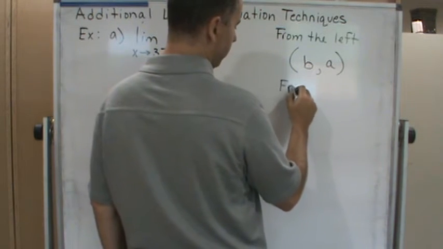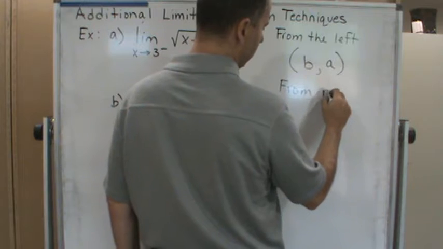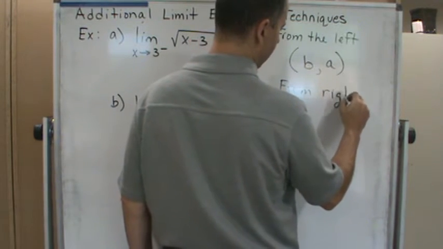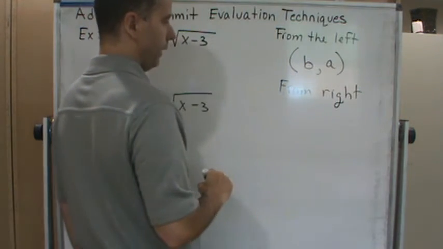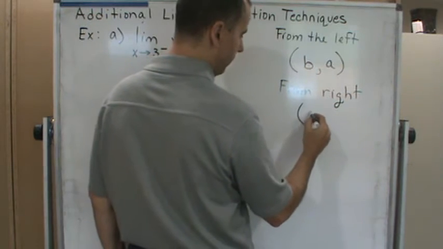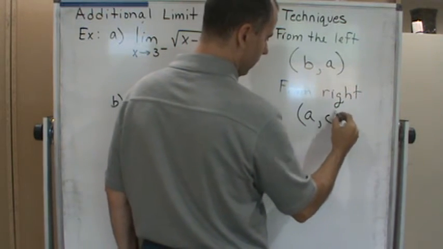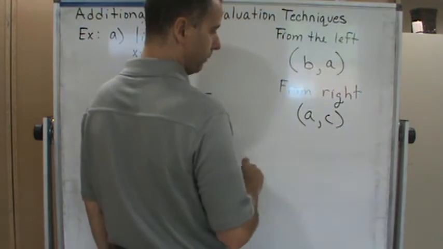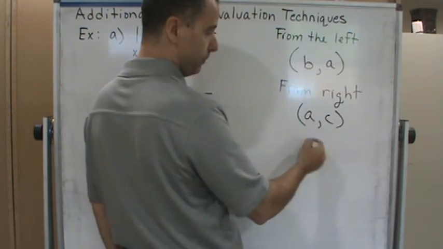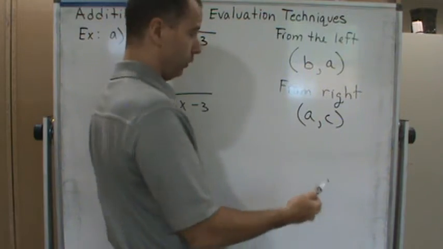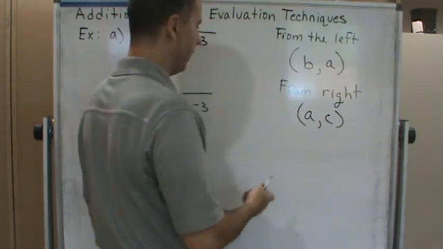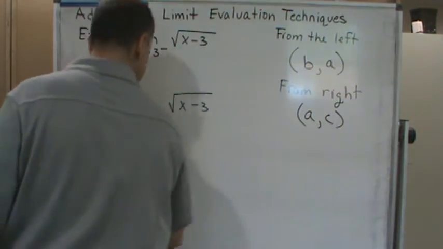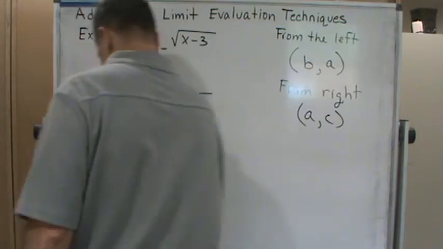And likewise from the right, we want to have an open interval where we have something like this, where we're approaching A from the right. So the function must be defined on any open interval like this. Okay, and so that's what we're looking at. As long as that's true, then we're good.